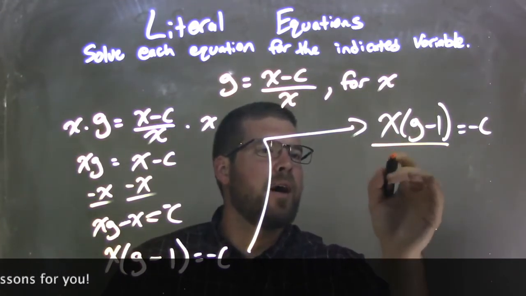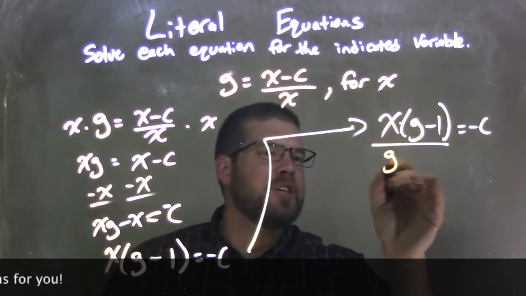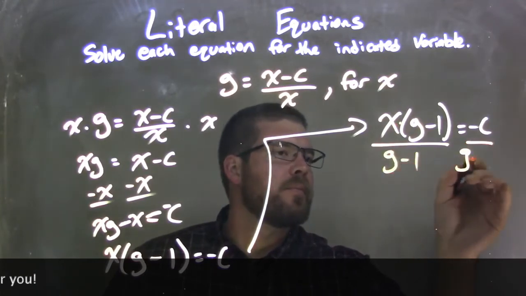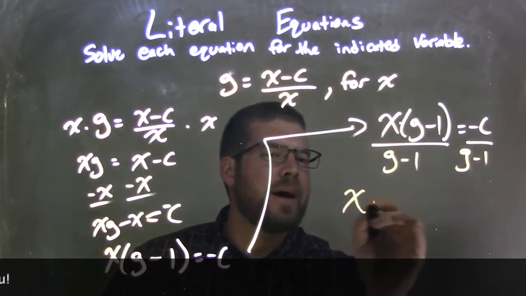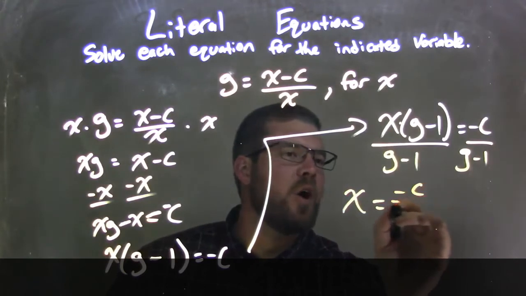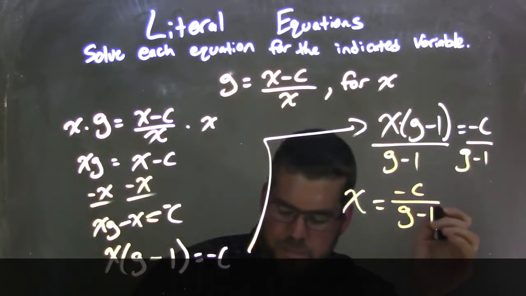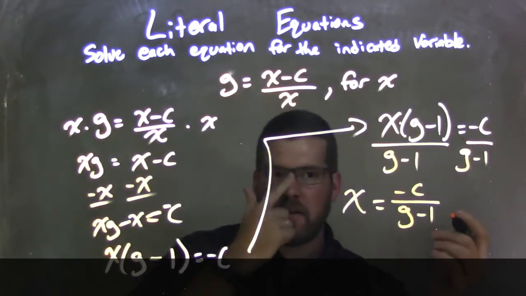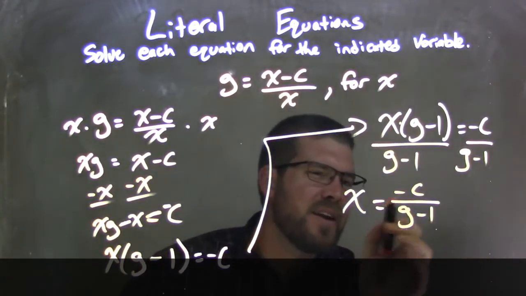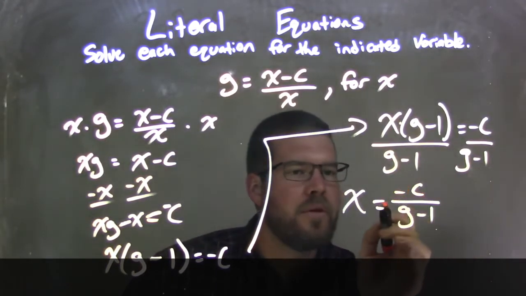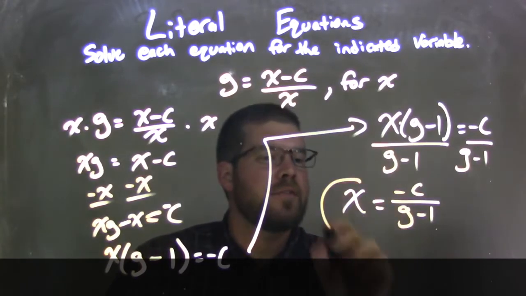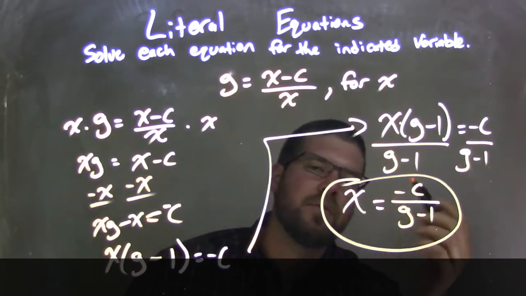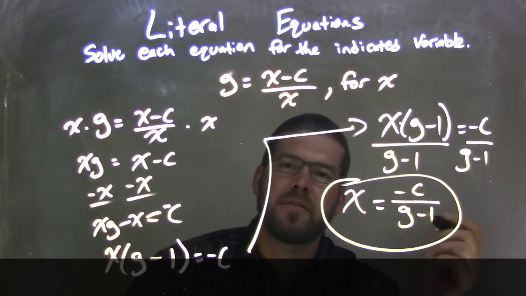So I'm going to divide, opposite of multiplication, by g minus 1 on both sides. That leaves me with an x by itself here, and a negative c over g minus 1. And there we are, there's our final answer. Now sometimes people have the negative out front, but it's the same thing. Negative c up here or negative right out front. So our final answer, with x isolated, is x equals negative c over g minus 1.